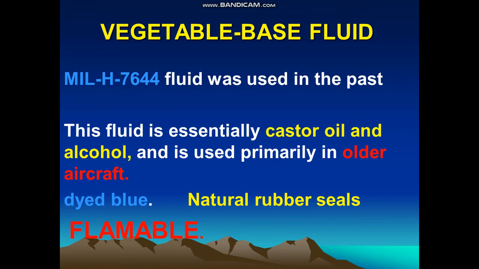And this fluid was used in the past. This fluid is essentially castor oil and alcohol, and is used primarily in older aircraft. As we understood before, the color of this type is blue, and it uses a natural rubber seal. Also, take into consideration that this type of hydraulic fluid is flammable.